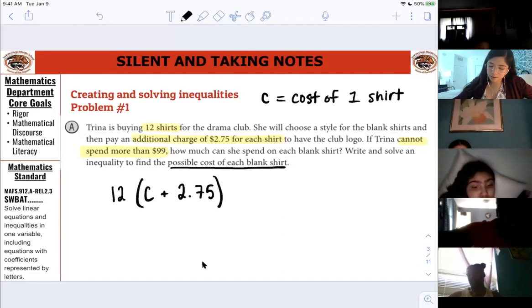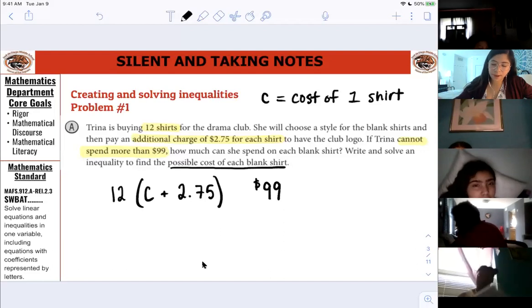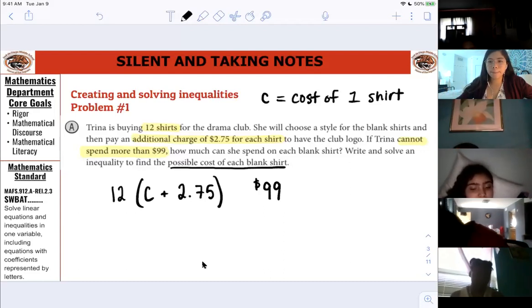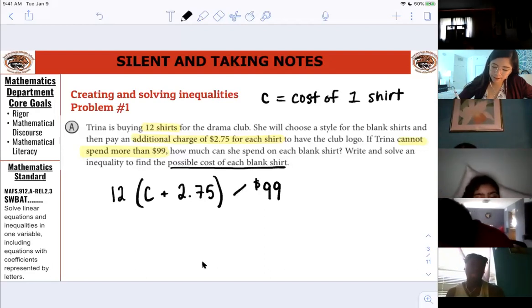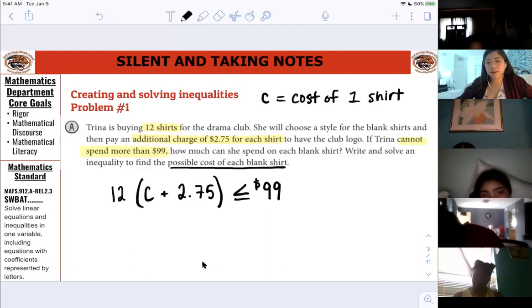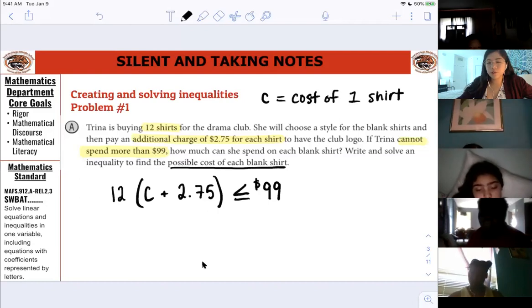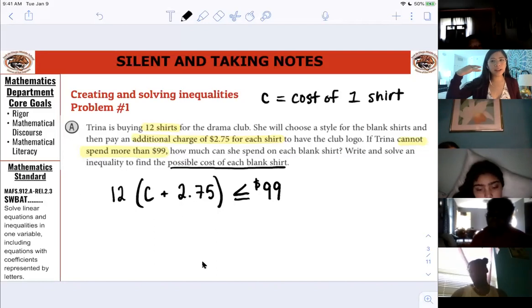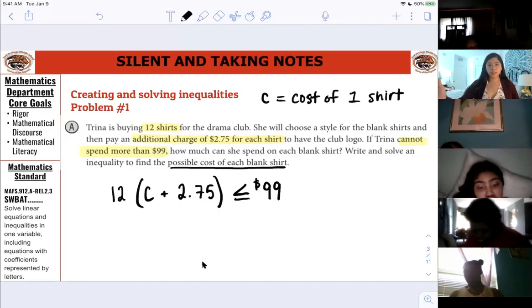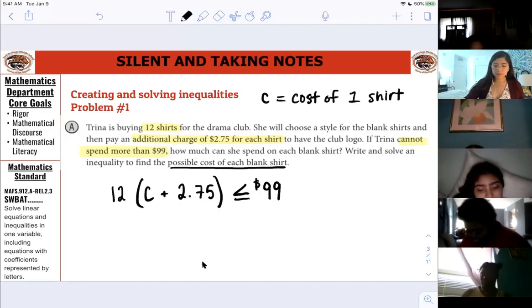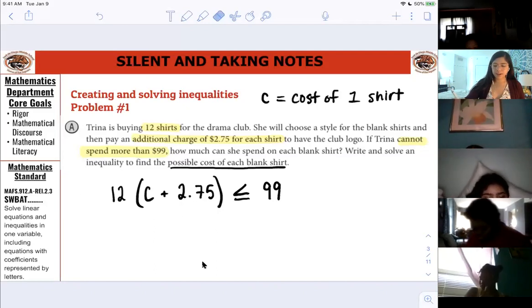And then I know that $99 is my limit. If $99 is my limit, do I have to go greater than 99 or less than 99? Less than 99. Good. Less than. Can I be equal to? Yes. Good. So it's my limit. I can go up to 99. I just cannot go a single cent more than that. So there's my inequality. That's all I had to do.